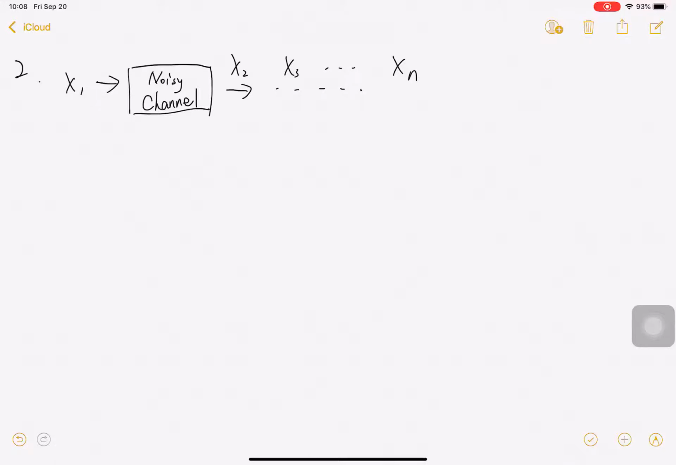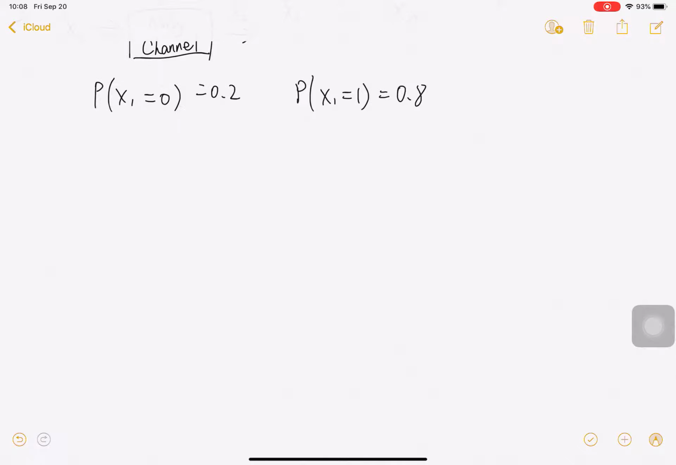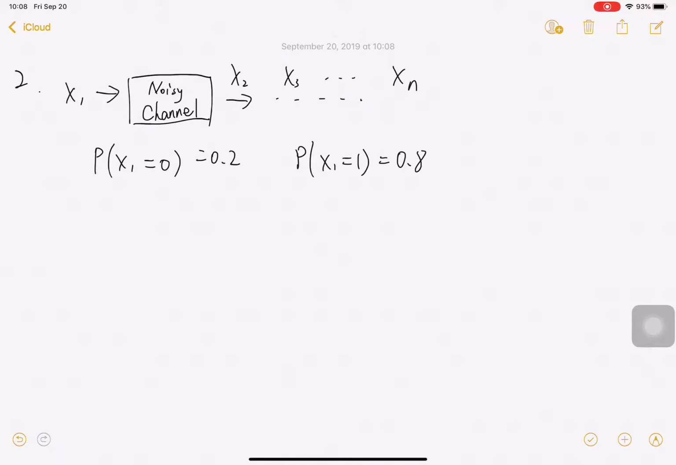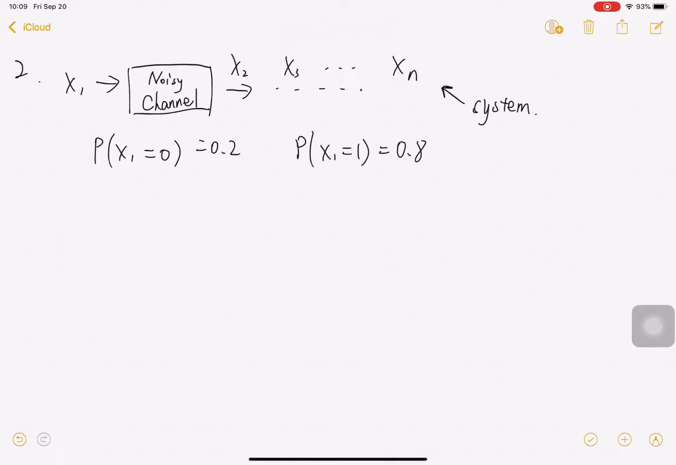Also, we have some other conditions. The probability of x1 equals 0 is 0.2, and the probability of x1 equals 1 is 0.8. Also, in this system we can find that the current output of the signal is based on the output of the last signal, right, the last state of the signal.